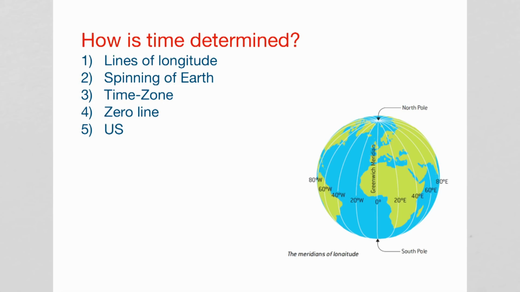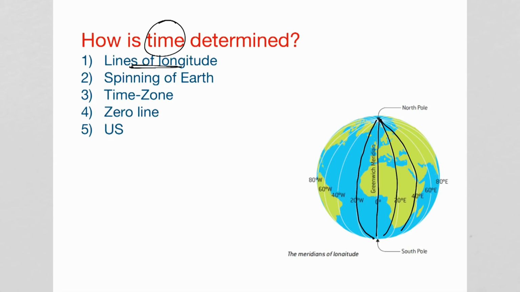First of all, let us see how time is determined. For that, let us understand what lines of longitude are. Lines of longitude are drawn exactly a degree apart. That means they divide the earth into 360 zones. They are vertical parallel lines, as you will see in this figure. So there are 360 such lines which divide the earth into 360 zones.